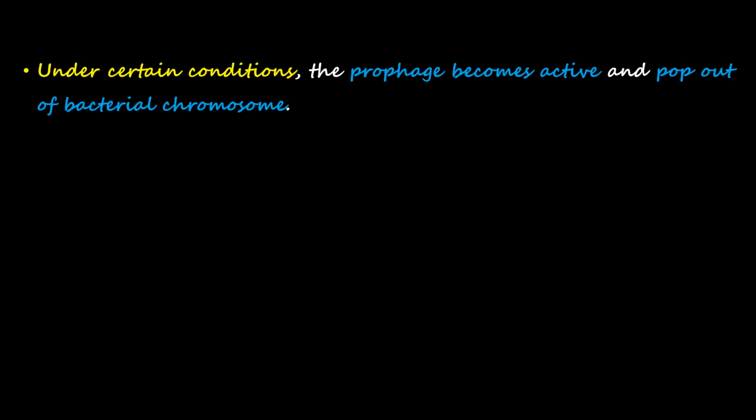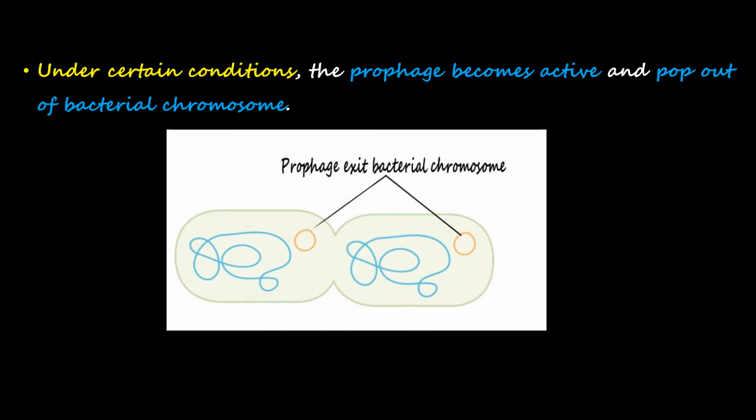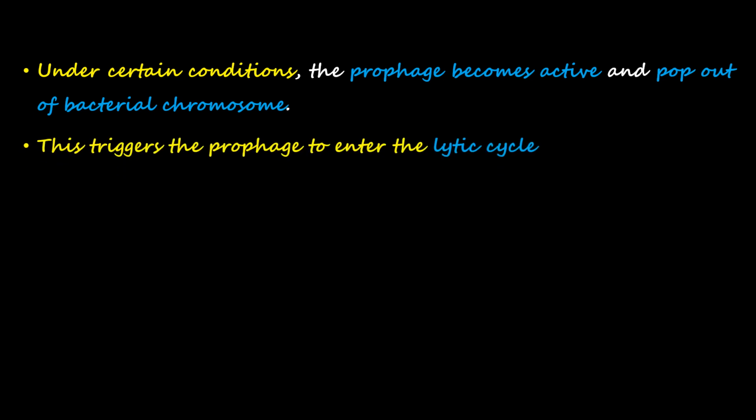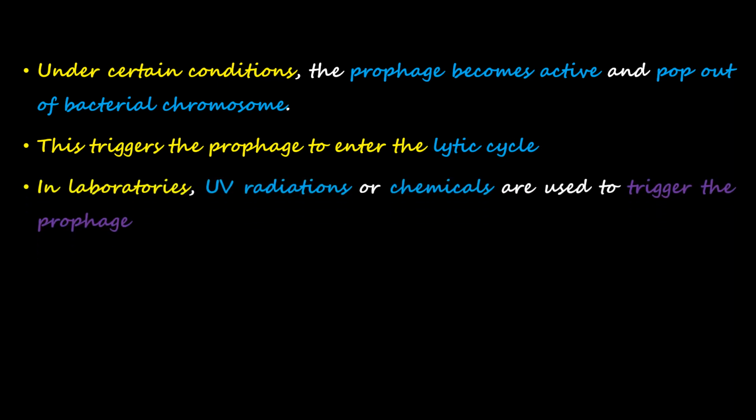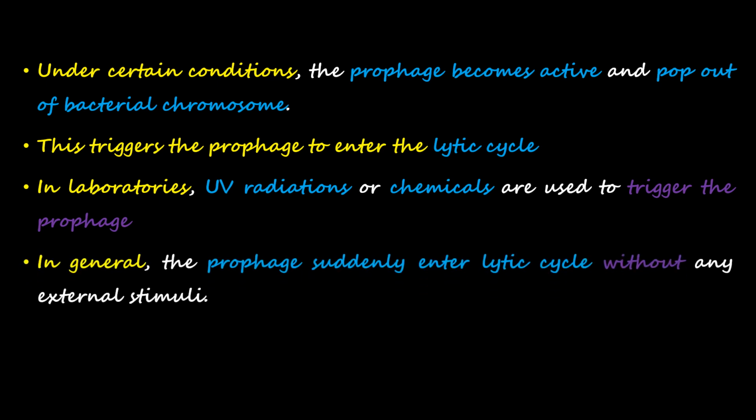Under certain conditions, the prophage becomes active and pops out of the bacterial chromosome. So prophage exits the bacterial chromosome. This triggers the prophage to enter the lytic cycle. In laboratories, UV radiation or chemicals are used to trigger the prophage as external stimuli. But in general, the prophage suddenly enters lytic cycle without any external stimuli. So this is the end of lysogenic cycle.